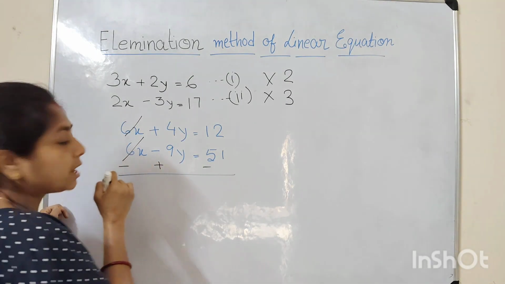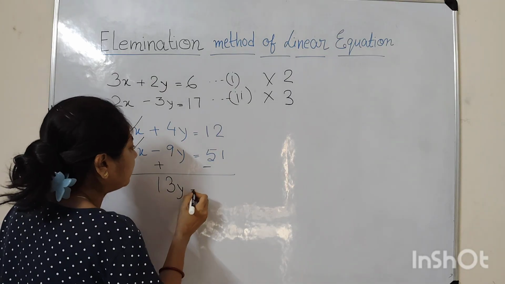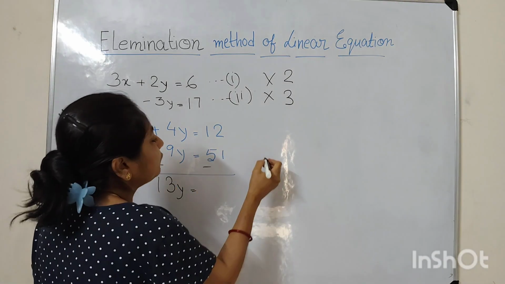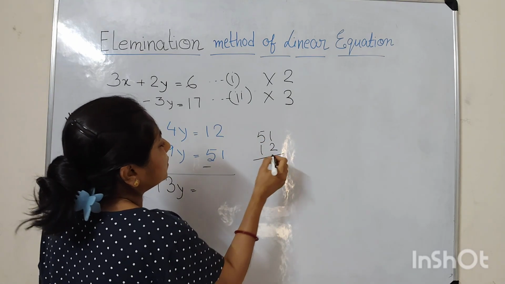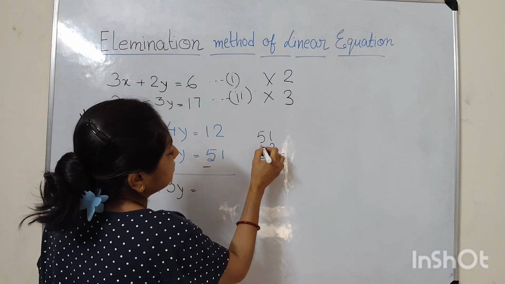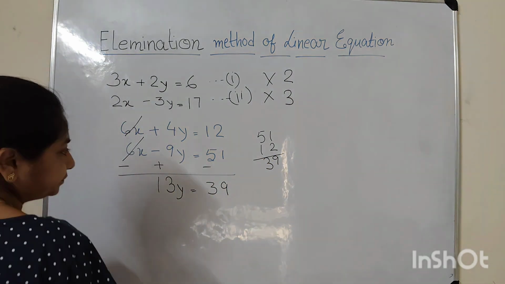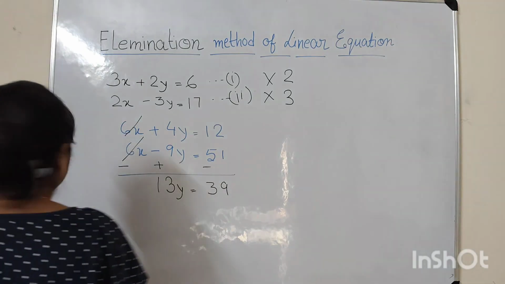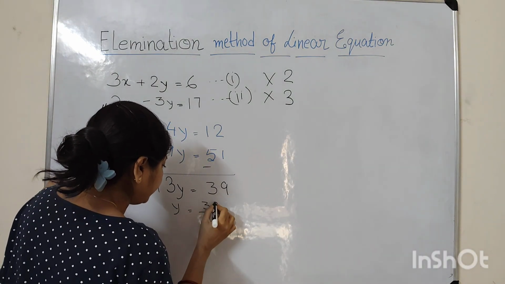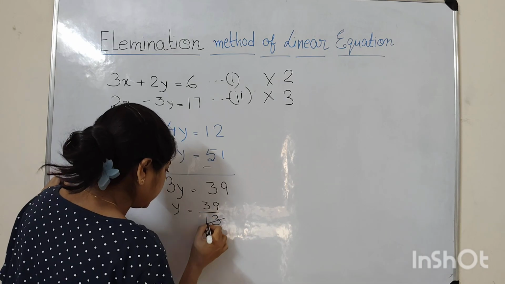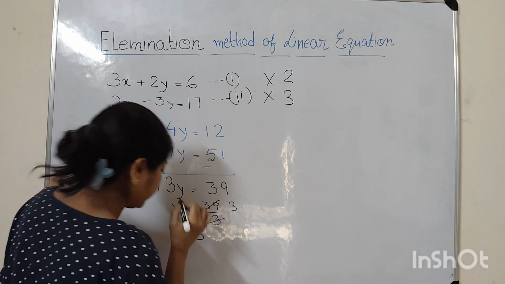The new sign is plus 9. So 9 plus 4, 13y. And this one is 51 minus 12, it is 39. Clear? Okay. Now you find out the value of y. y is equal to 39 by 13. It is 3. y is equal to 3.